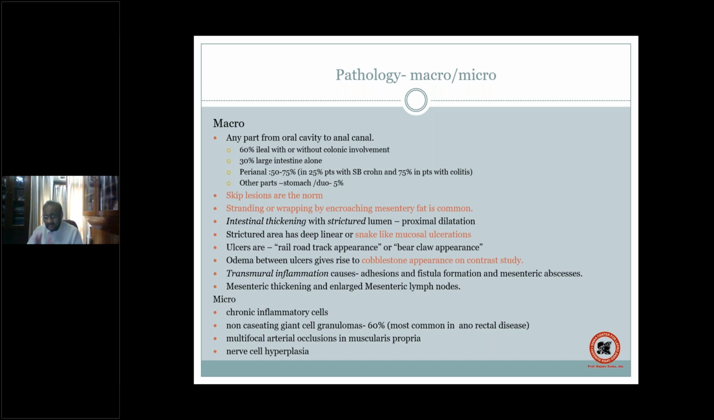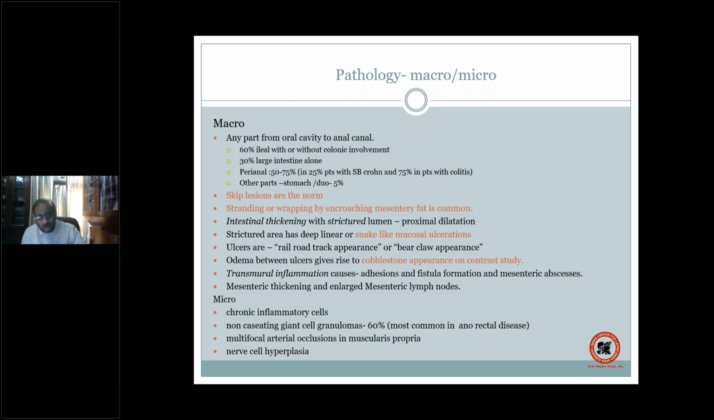So skip lesions are very common in patients with Crohn's disease. The skip lesions are the skip lesions in the mucosa. Stranding or wrapping by encroaching mesenteric fat is very common. When we take the intestine out of the abdomen, we find that the fat, which should be restricted to the mesentery, is now creeping onto the bowel from the antimesenteric border.